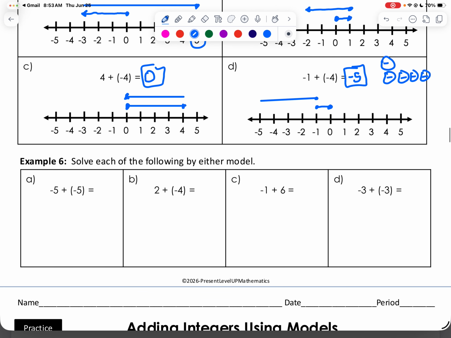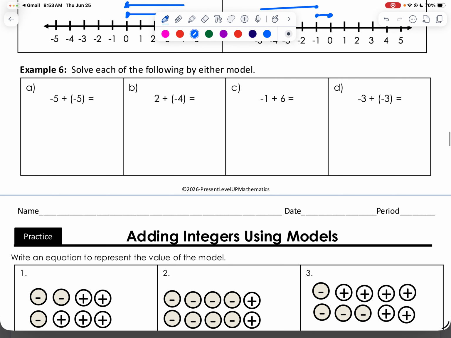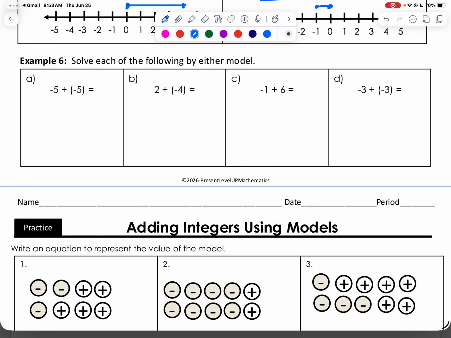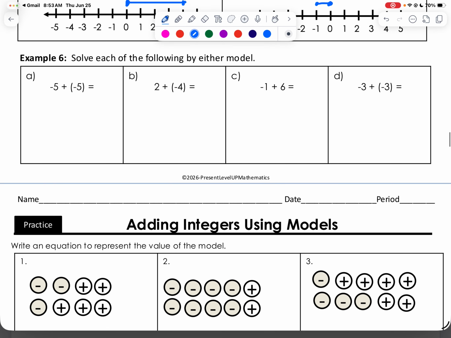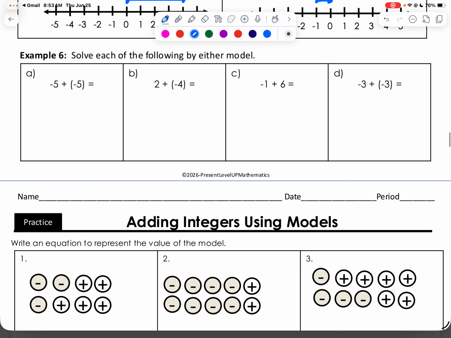All right, example 6. Solve each of the following by either model. Now, when they give me a choice, I always use counters because number lines take a long time to draw. So unless you have a laminated number line and a dry erase marker where you can erase every time, I think counters are probably the fastest way to solve problems like this. So in problem A, we have negative 5 plus negative 5. So our top row is going to be 5 negative counters. Then we're adding 5 more negative counters.